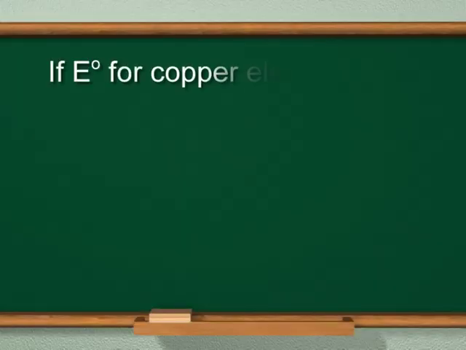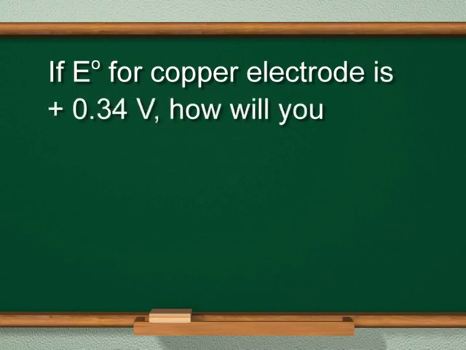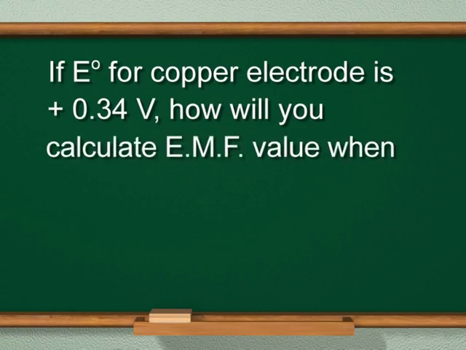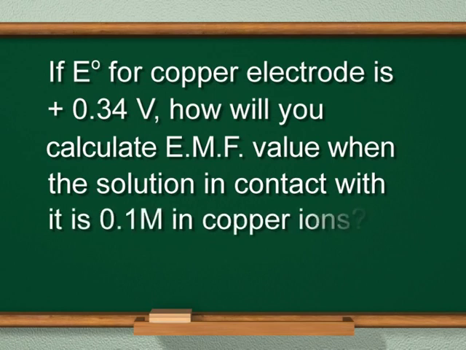If E naught for copper electrode is plus 0.34 volts, how will you calculate EMF value when the solution in contact with it is 0.1 molar in copper ions.